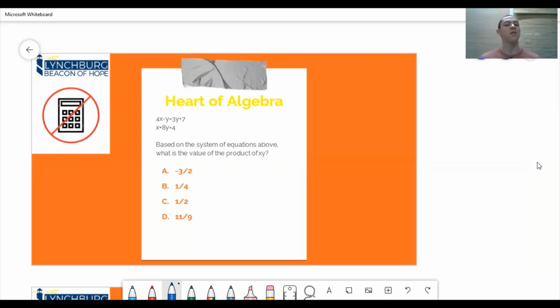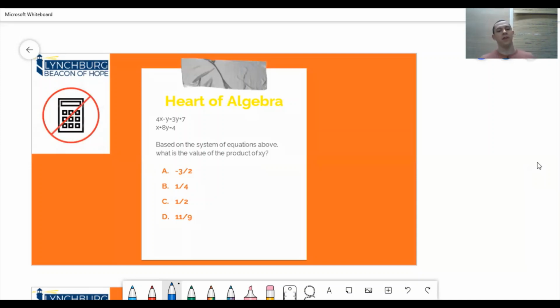It gives us the system of equations. It says 4x minus y equals 3y plus 7, and x plus 8y equals 4. Based on the system of equations above, what is the value of the product of x, y?